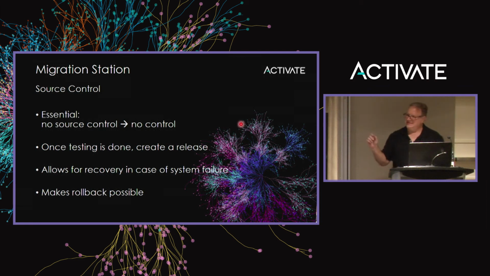Again, it's essential to have source control. No source control, no control at all. So that's huge. When you have all your changes in source control, you make tests, you do your tests, and then you label that as a release. That way you deploy that release, and if there's a problem, you can redeploy the previous release. You can roll it back.